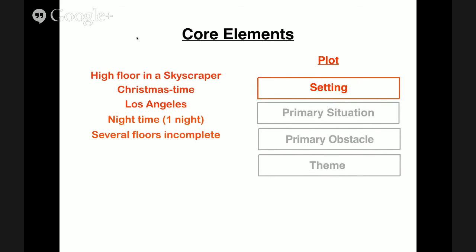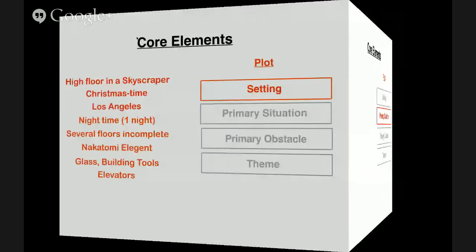Several floors are incomplete in the building, which lends to some awesome shootouts and story points. Nakatomi elegant. It's the whole nature of where the wife works. The elegance of the place, which gets shot to hell in the course of the movie, is an important aspect to the setting. The shards of glass and building tools are all elements that are part of the fact that the building is under construction still on a few floors, which lends to certain plot elements that are important to the movie, and the elevators play a role.